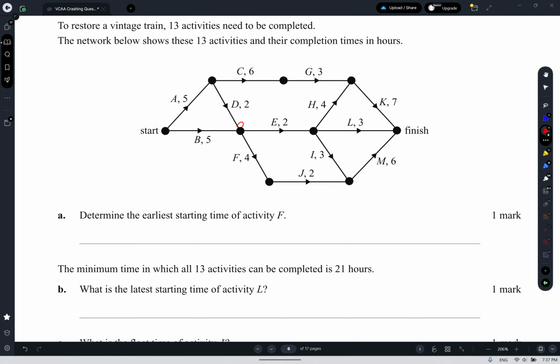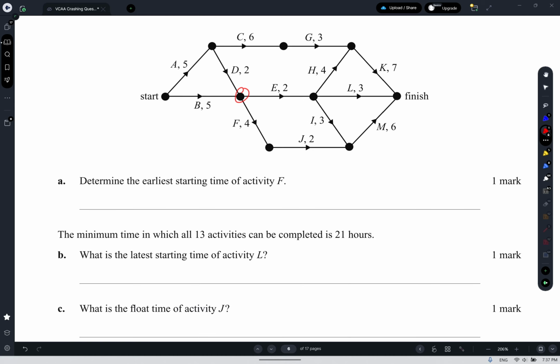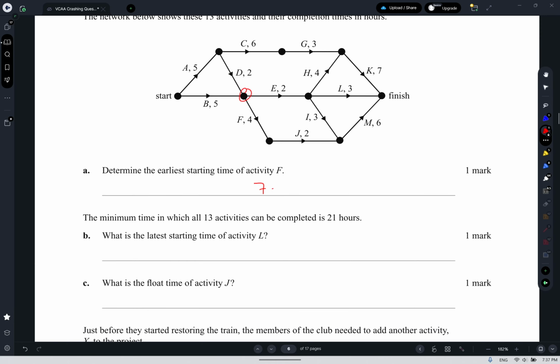This has to start after B is finished, but also after D is finished. D is finished after A is finished, so that means the earliest starting time is going to be 7. The minimum time in which all activities can be completed is 21, so that's the length of my critical path.